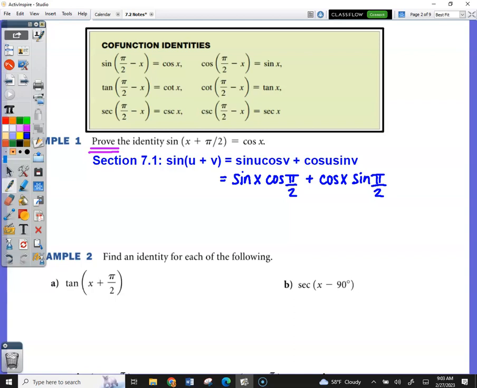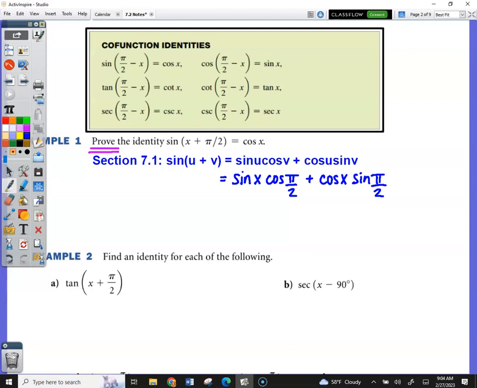And now this is where your formula sheet is helpful, because I put your unit circle on there. So you cannot evaluate every single one of these. Like where it says sine x, we don't know what x is, so you cannot evaluate that. So that just stays put. But where it says cosine pi over 2 and sine pi over 2, that you can evaluate.